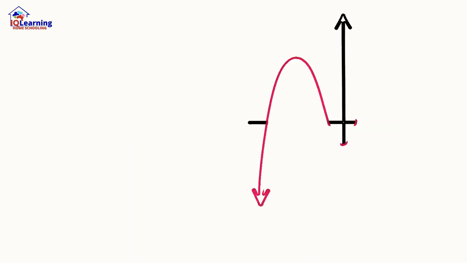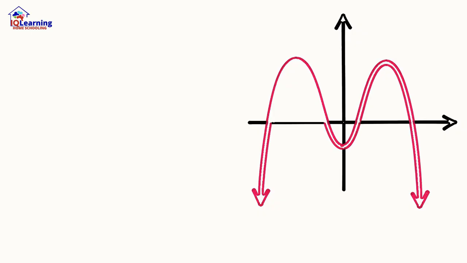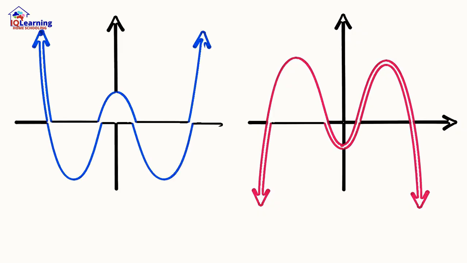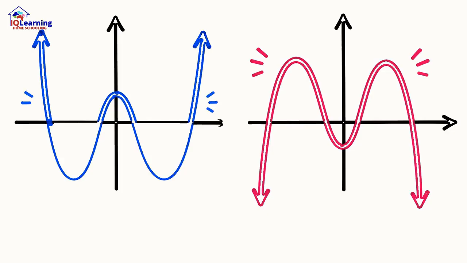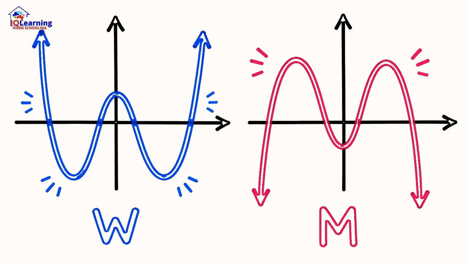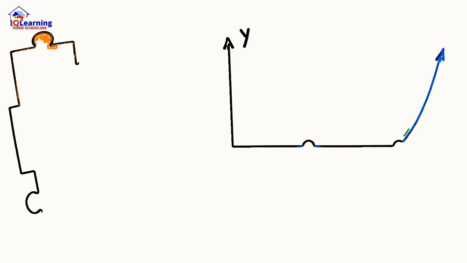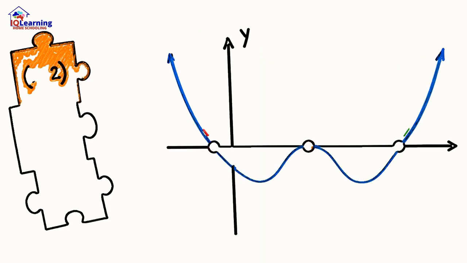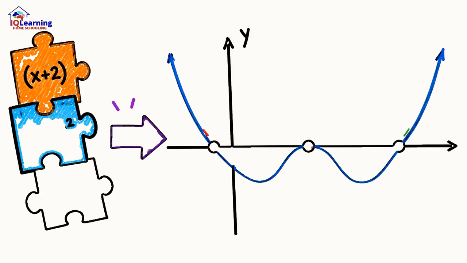Go another step up to quartics, the power of 4, and their shape becomes a W or an M. Like parabolas, their ends either both point up or both point down. But the real secret to sketching these complex curves lies in their roots, where they meet the x-axis.